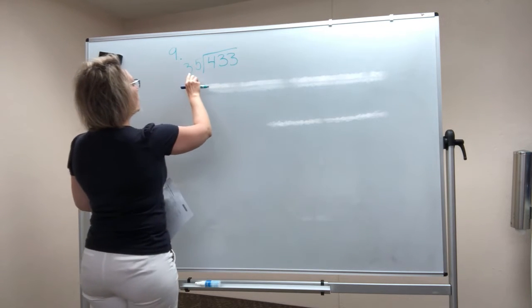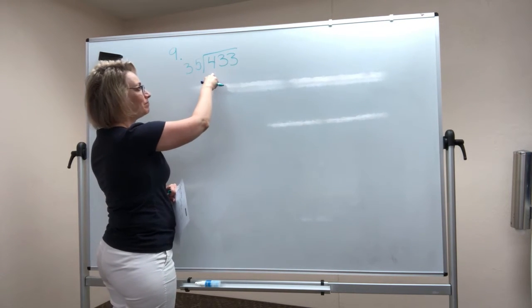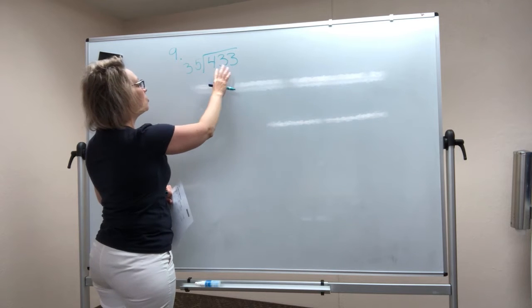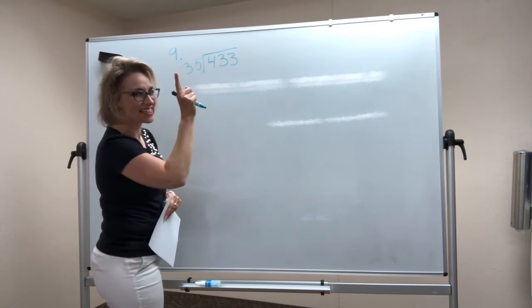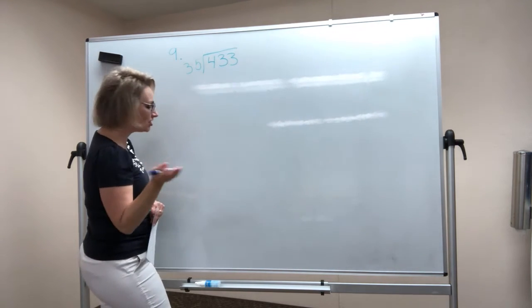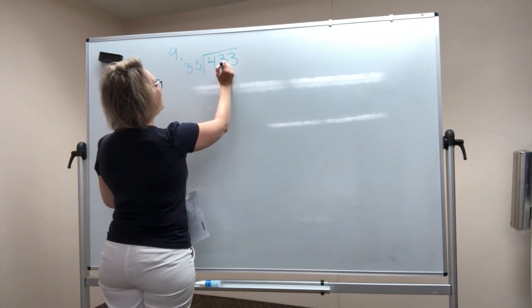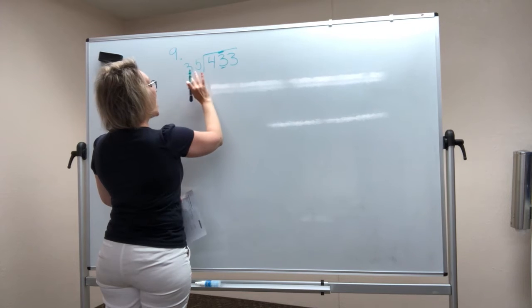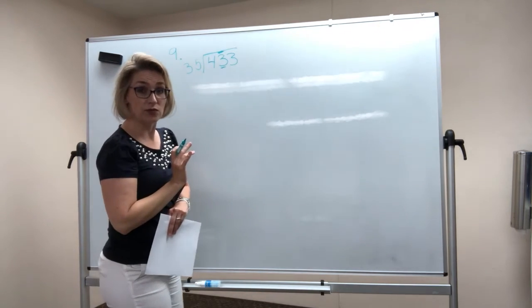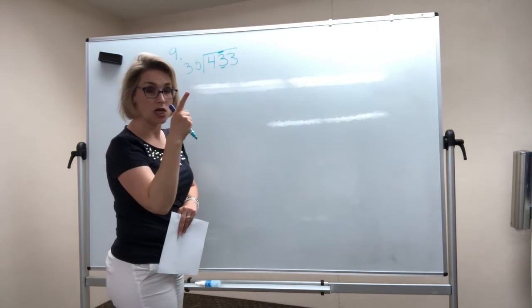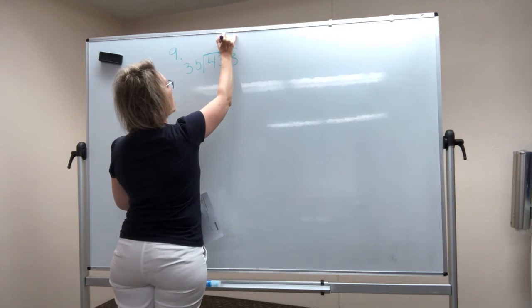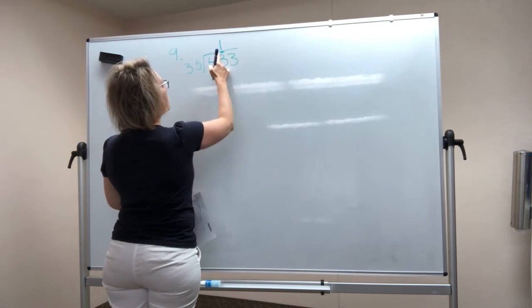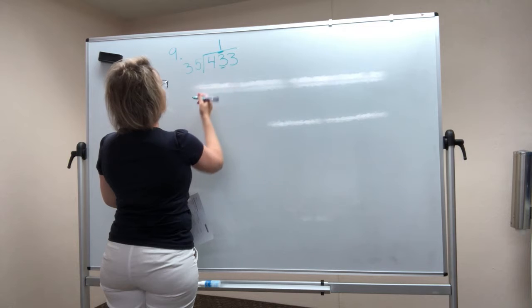All right, will 35 go into 4? No. Will 35 go into 43? Yes. So we divide just like you know how to divide, but right there is where your answer is going to start being written. How many times does 35 go into 43? One time. Okay, so I'm going to write a 1 right there over the 3, because that's the last number I'm using at the moment.